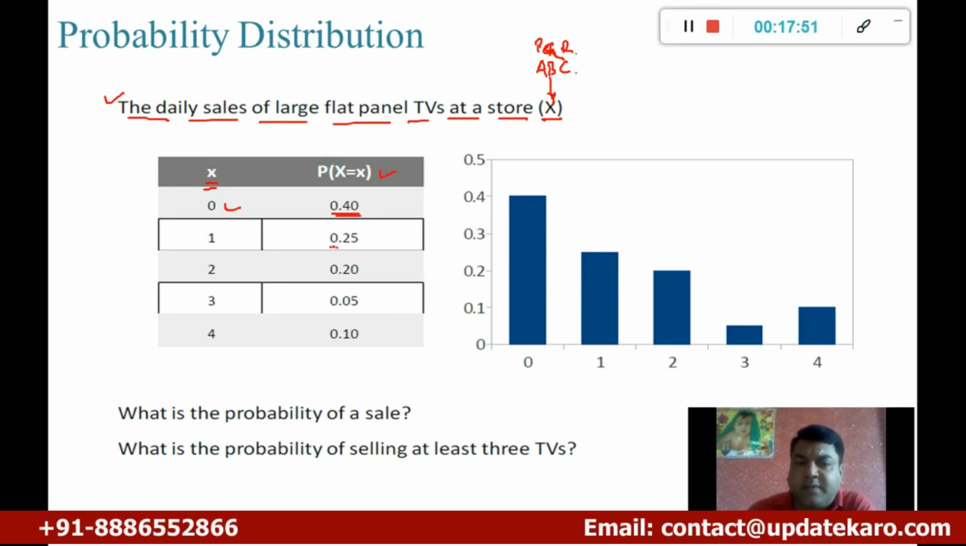There is 25% chance or probability that we may have a sale of one television set. There is 20% chance or probability that we may sell two televisions in a day, 5% for 3 televisions and 10% for 4 televisions. If you add this total, you will get 100 or 1.